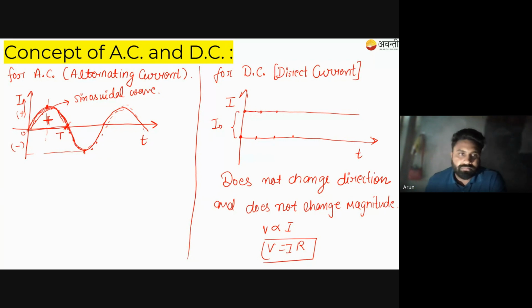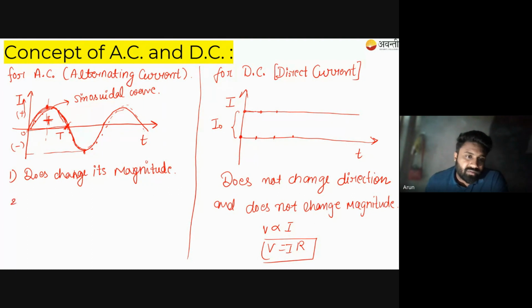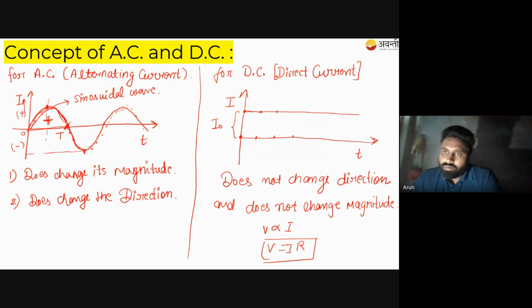Okay, so this current does change its magnitude and this current also does change the direction. So the alternating current is constantly, or varyingly, changing the direction and the magnitude.